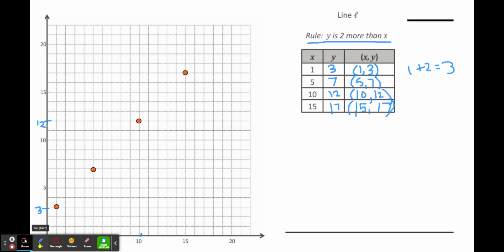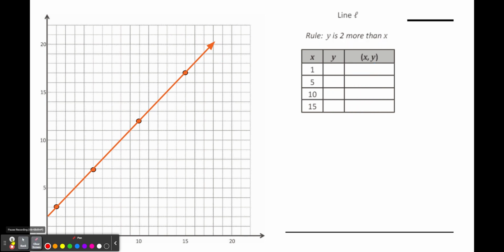Now, one thing to remember, we went ahead and we plotted all these points, but we need to make sure we have a line. So we have line L. So we're going to go ahead and connect all of those points together to give us line L. And so any points on line L are going to follow this rule. So if I have a value of x that is 9, this should go up to 11, which is right here. That's where that point should be on that line, which is true. So any of our x values on this line will be plus 2 to give us our y.